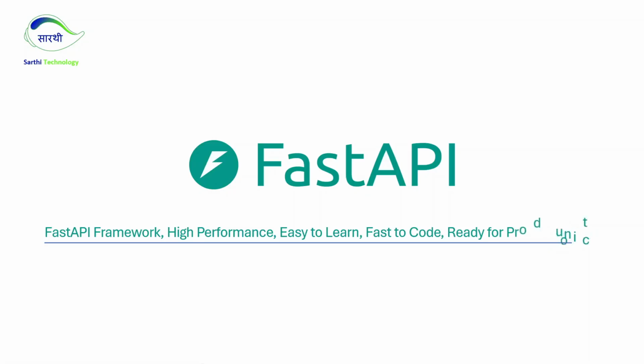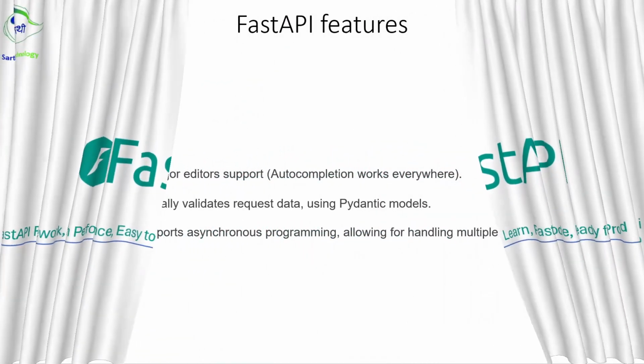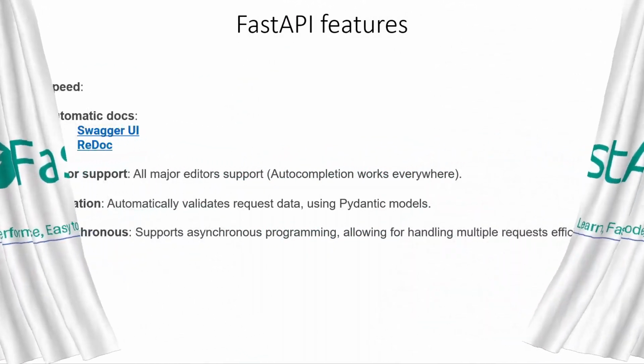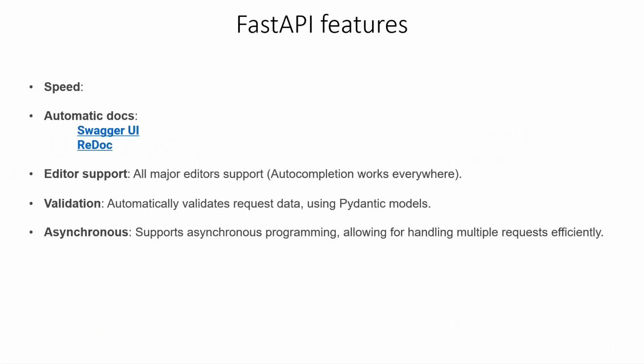As you can see the word fast in the name of FastAPI, it is really fast. That means the response time of its API is faster than others. The next is automatic docs. So FastAPI automatically creates documentation of our APIs and that we can access using these two, Swagger UI and Redoc. And also at the same UI we can test our APIs.